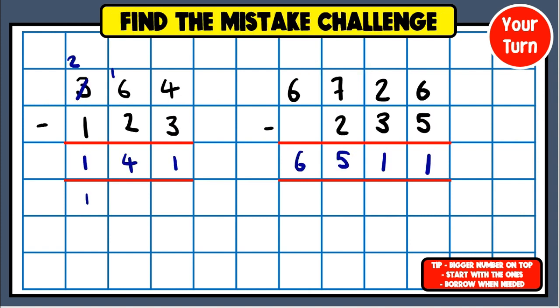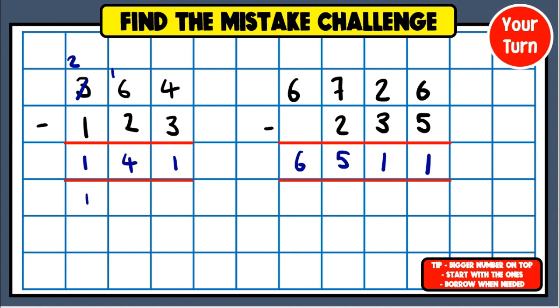All right, so same as usual. So find the mistake. I've got 364 minus 123. And I've got 6,726 minus 235. I've answered them incorrectly. Your job is to find out what the mistake that I've done is and be able to explain it. Okay, so you can even write the correct answer in if you want yourselves. Pause the video and we'll get back to it when you're ready. Go.